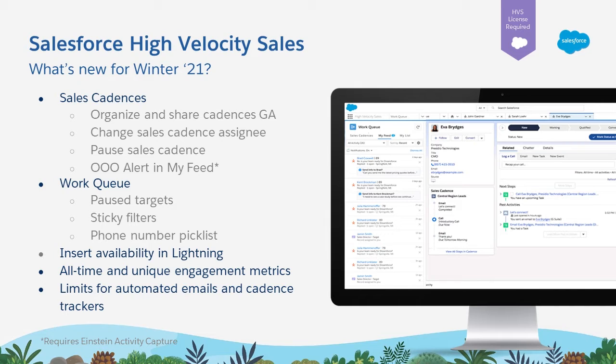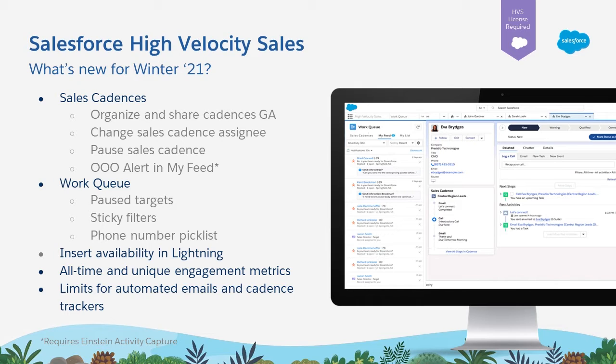Another option when a cadence is interrupted is to pause it. Our new pause feature stops the clock on the cadence until the rep resumes it. This is useful if your buyer is on vacation, but you want to reach out once they're back. New steps won't show in the work queue until the cadence is resumed, and tasks won't become overdue while you're waiting.